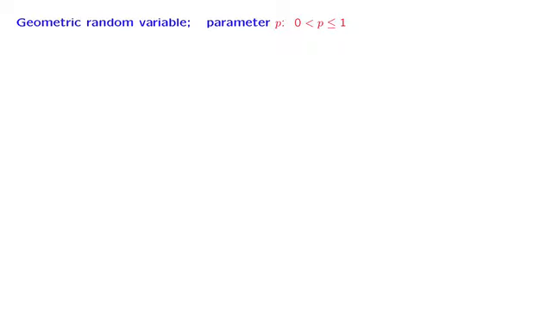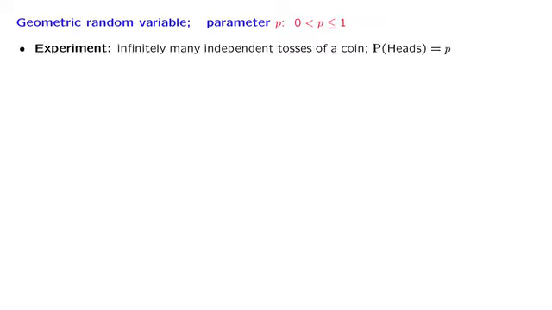The last discrete random variable that we will discuss is the so-called geometric random variable. It shows up in the context of the following experiment. We have a coin and we toss it infinitely many times and independently. And at each coin toss we have a fixed probability of heads, which is some given number p. This is a parameter that specifies the experiment.